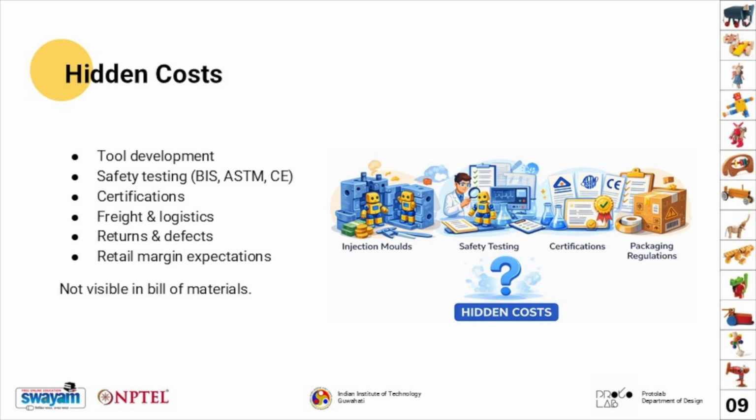Then logistics come in. Shipping containers, warehousing, distribution margins, and let's not forget retailer margin. A toy selling at rupees 699 retail does not mean the manufacturer gets rupees 699. Retailers may take 30 to 50%. These hidden costs do not appear in your material list, but they influence final pricing dramatically. Designers must see the full ecosystem.